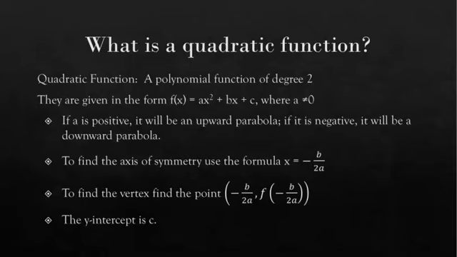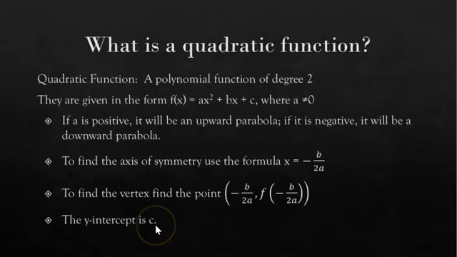You can find the axis of symmetry using the formula negative b over 2a. That is an x value, and it will provide a vertical line at that point. To find the vertex, you take that axis of symmetry value and plug it in to the function. The x value will be the axis of symmetry because that's always where you're going to find the vertex. And then the y value will always be the value after you plug that in.